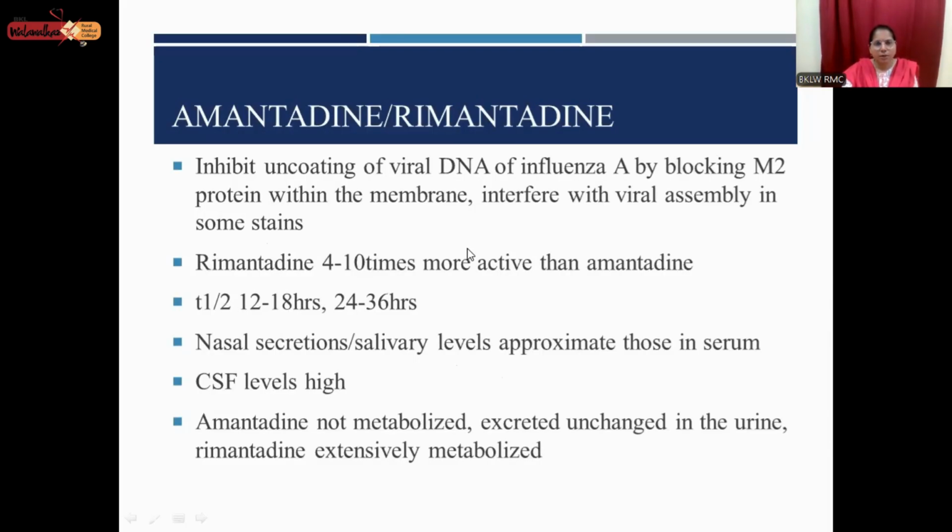Next is amantadine, rimantadine. They inhibit uncoating of viral DNA of influenza A by blocking the M2 protein within the membrane, and interfere with viral assembly in some states. Rimantadine is 4 to 10 times more active than amantadine. When you compare half-life, amantadine is 12 to 18 hours and rimantadine is 24 to 36 hours.